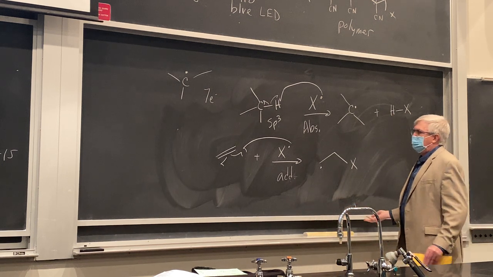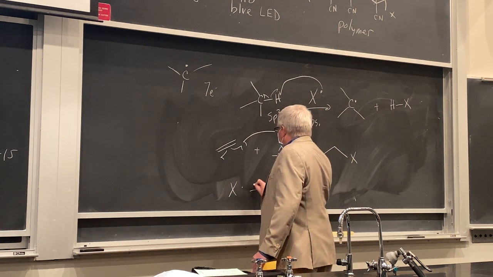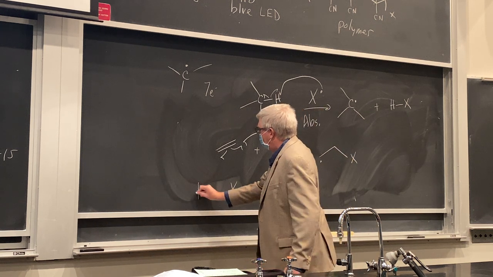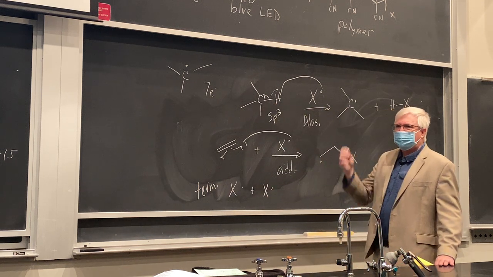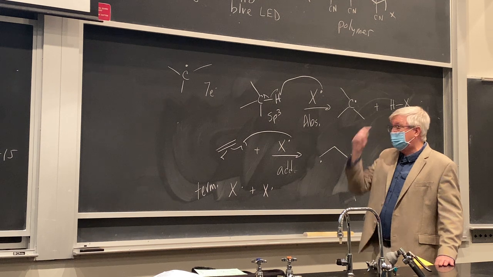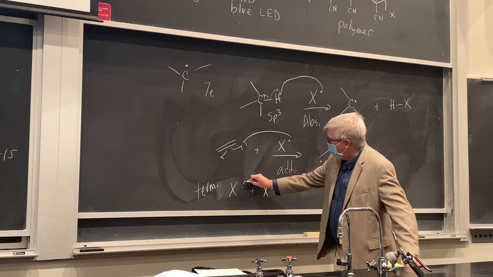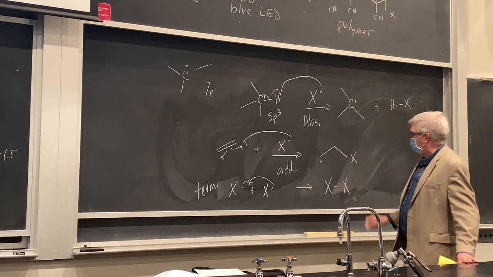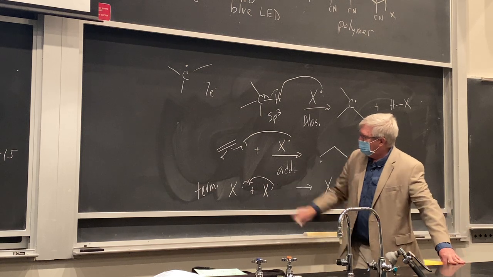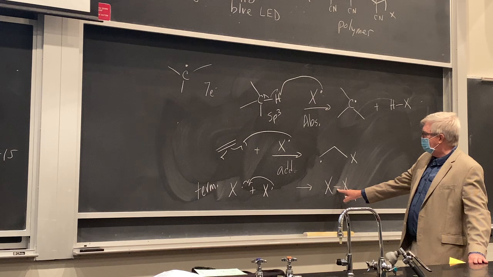There's one other type, and that's termination, where you have two radicals coming together. We haven't talked about the mechanism of halogenation yet. It's a way where two radicals can couple together. If that occurs, it goes back to the neutral species, and both radicals become closed shell. Both get the octet.